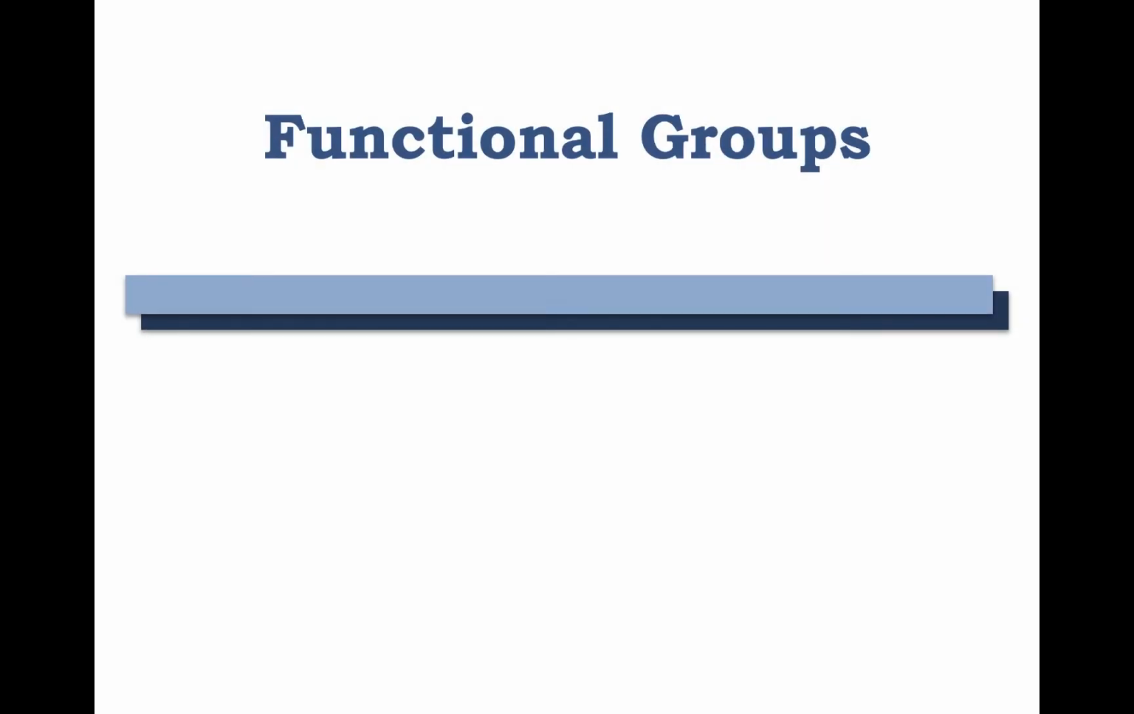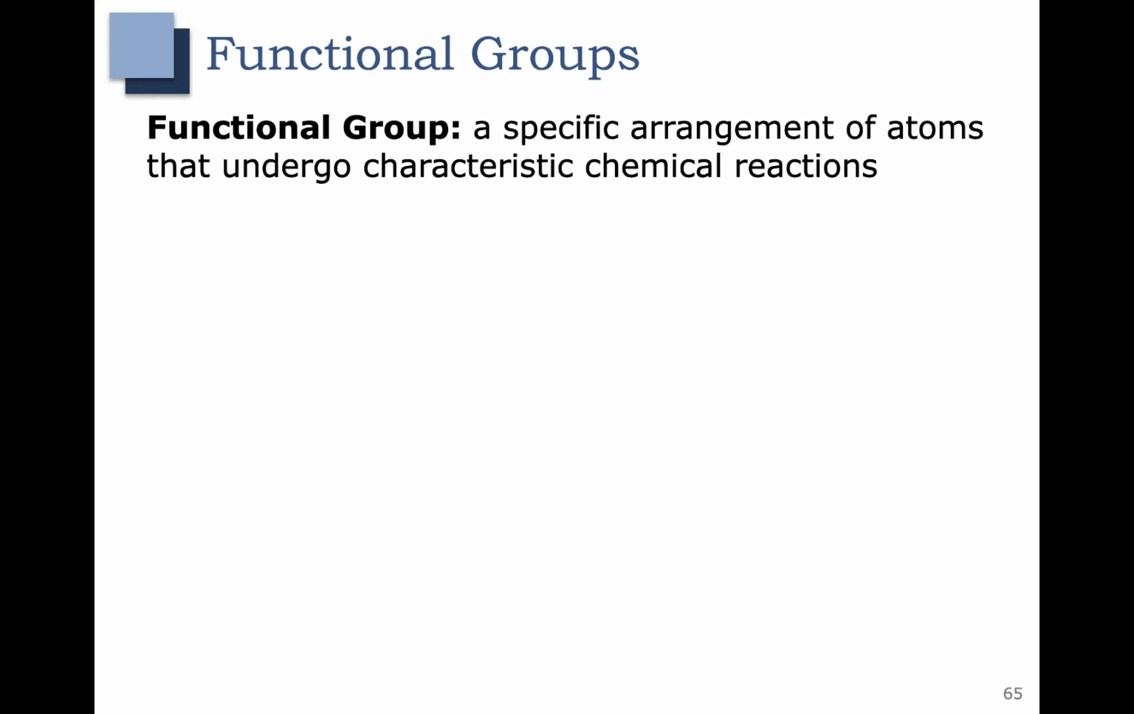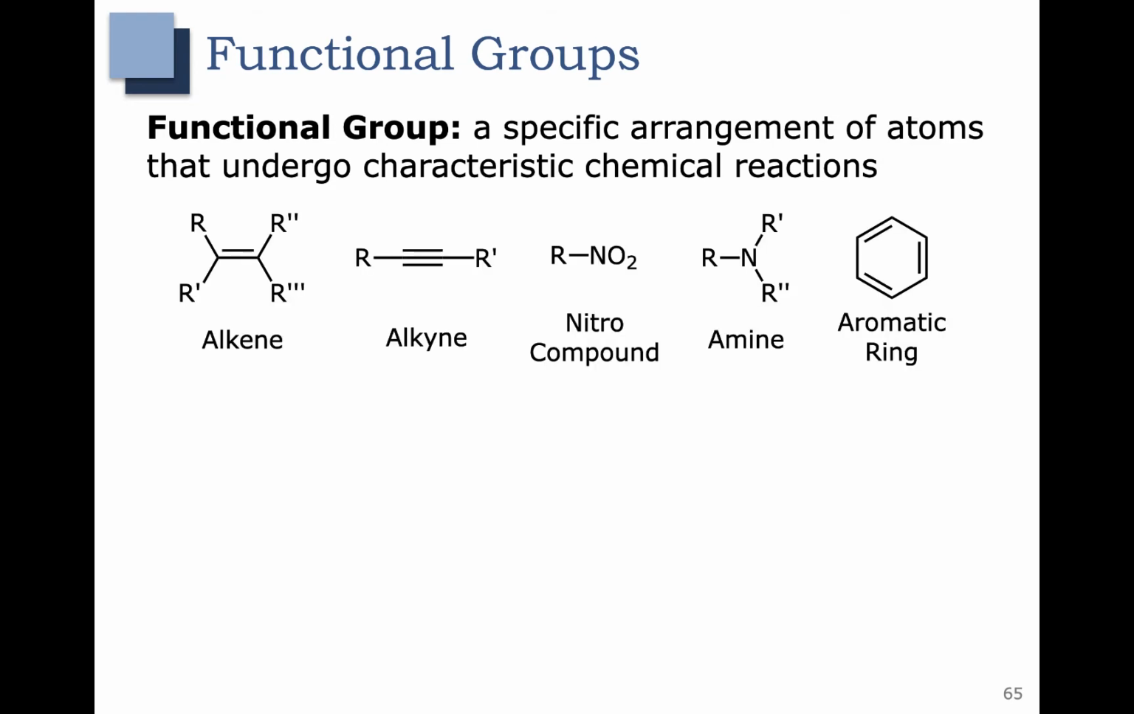In this video, we're going to cover functional groups. A functional group is a specific arrangement of atoms that undergo certain chemical reactions. For example, an alkene is likely to react similarly to a different alkene, but differently from, say, an alkyne, a nitro compound, an amine, or an aromatic ring.